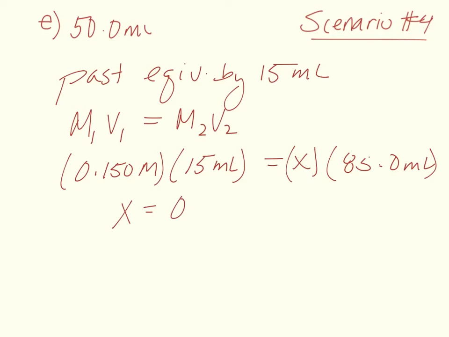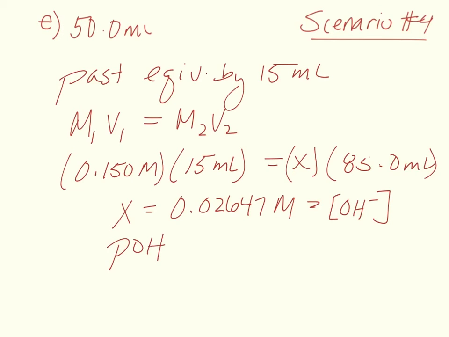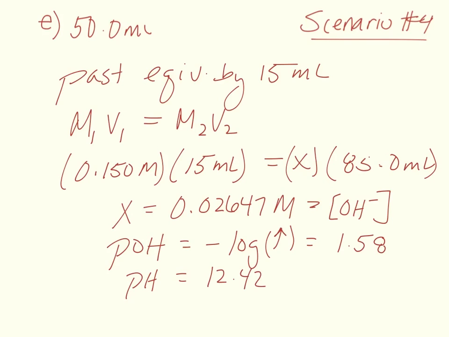X in this case is 0.02647 molar. That's the concentration of our hydroxide ion. That leaves us with a pOH. If you take negative the log of that number, you get 1.58, and subtracting from 14, we get a pH of 12.42.